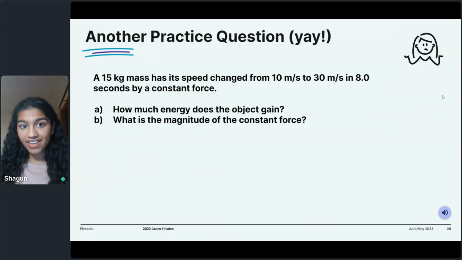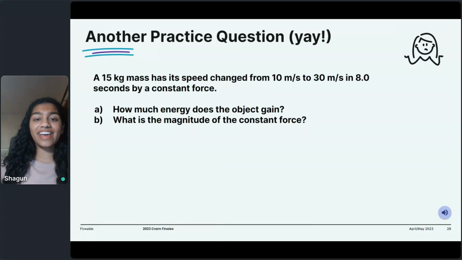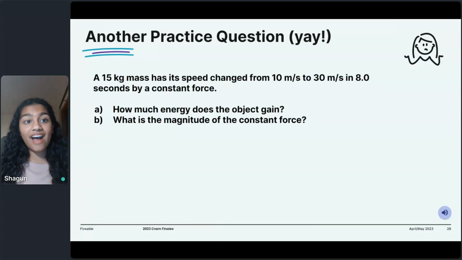All right. So here we have another practice question. Yay. So here, it's not a multiple choice question. If you have a pencil or a calculator nearby and a piece of paper, just grab that, and I'll give you guys a few minutes to solve these questions. Essentially, you have a 15 kilogram mass that has its speed changed from 10 meters per second to 30 meters per second in 8 seconds by a constant force. So the two questions I want you guys to answer are, A, how much energy does the object gain? And B, what is the magnitude of the constant force?